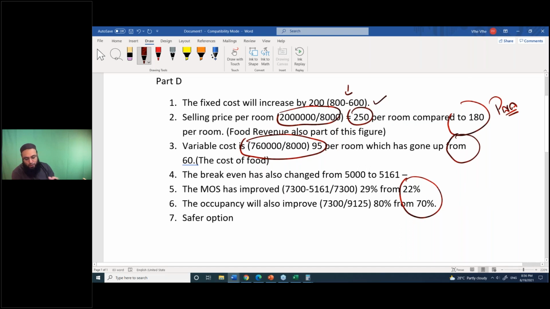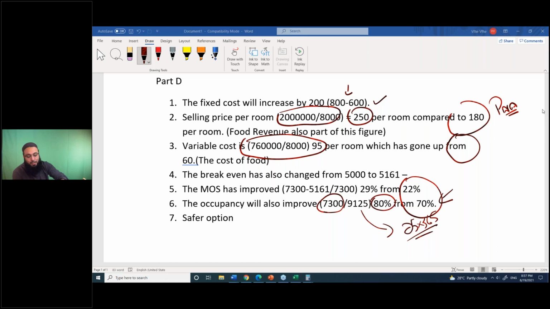You just saw that now budgeted is 7,300, right? And the total capacity that we worked out earlier of 9125 was based on 25 rooms into 365. So now if we expect 7,300 rooms will be occupied, it's 80% capacity now, compared to the previous 70%. Okay.